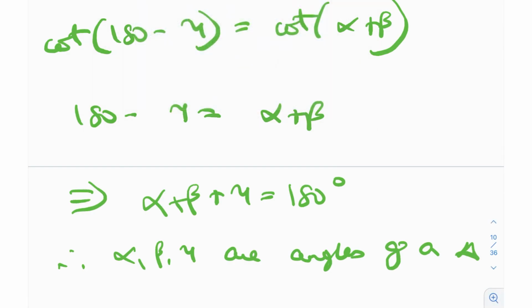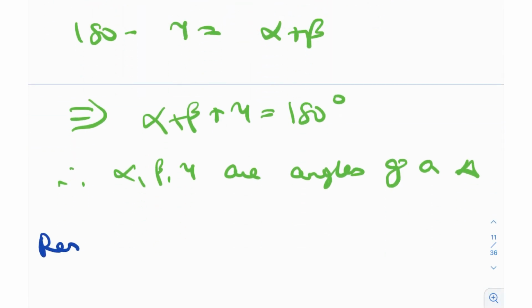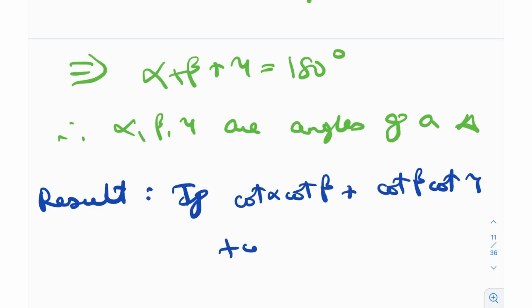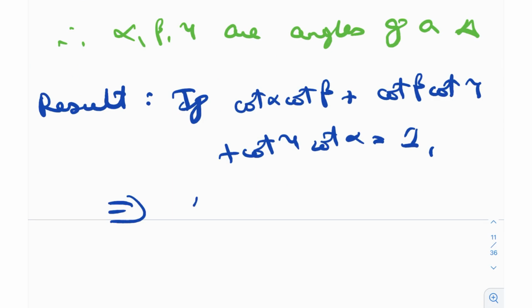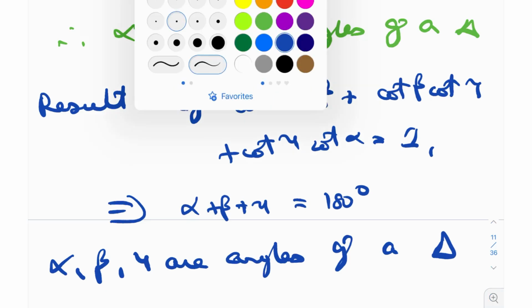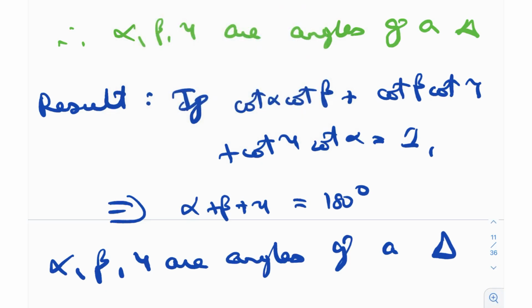I think that is a pretty interesting result, or observation, whatever you call it. So if we have cotangent alpha cotangent beta plus cotangent beta cotangent gamma plus cotangent gamma cotangent alpha equal to 1, then that necessarily implies that alpha plus beta plus gamma is equal to 180 degrees, and vice versa. You can go in the reverse direction as well. In other words, you can say that alpha, beta, gamma are angles of a triangle because they satisfy the angle sum property. Okay, I think that should be pretty clear.